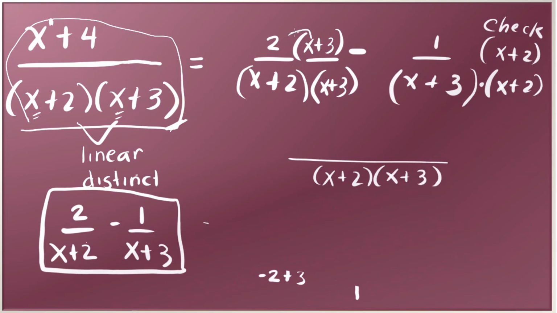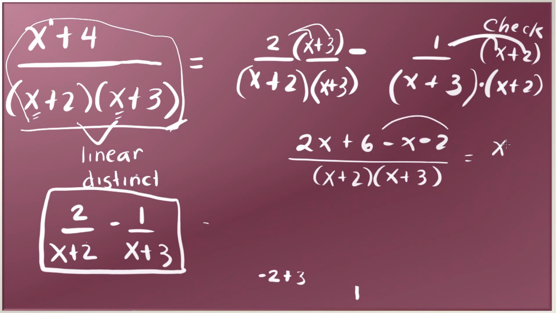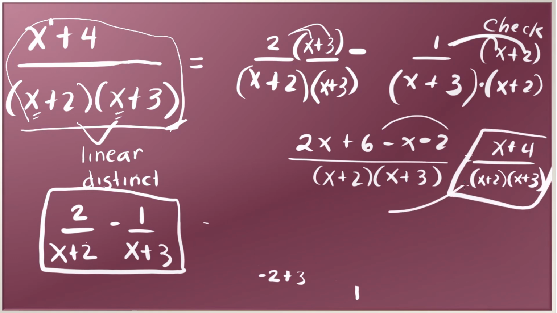And then I will just simplify the numerator, so that's 2x plus 6, minus x, minus 2. Now 2x minus x is equal to x. X plus, sorry, 6 minus 2 is 4, over that x plus 2, x plus 3. All right, so that means it's correct. Okay, so we got the two partial fractions correct. Okay, let's look at the second example.